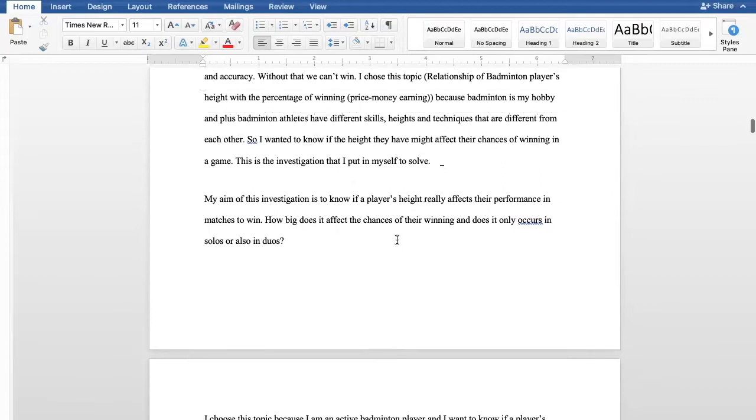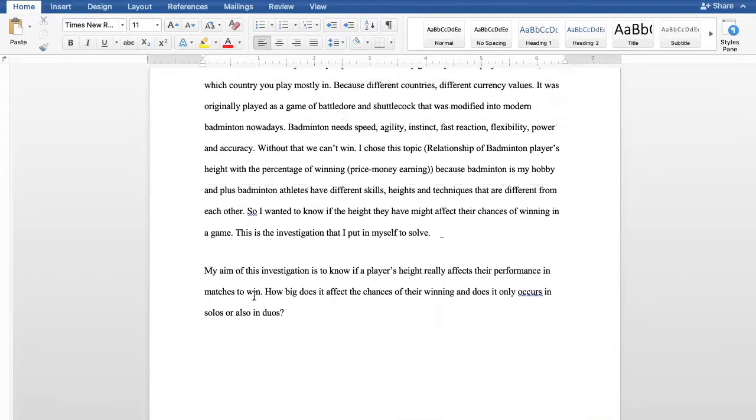Okay, aim. My aim of this investigation is to know if a player's height really affects their performance in matches to win. How big does it affect the chances of their winning? And does it only occur in singles? Okay, now this is another thing. Are you really covering singles and doubles? I think I forgot to deal with that. I didn't.